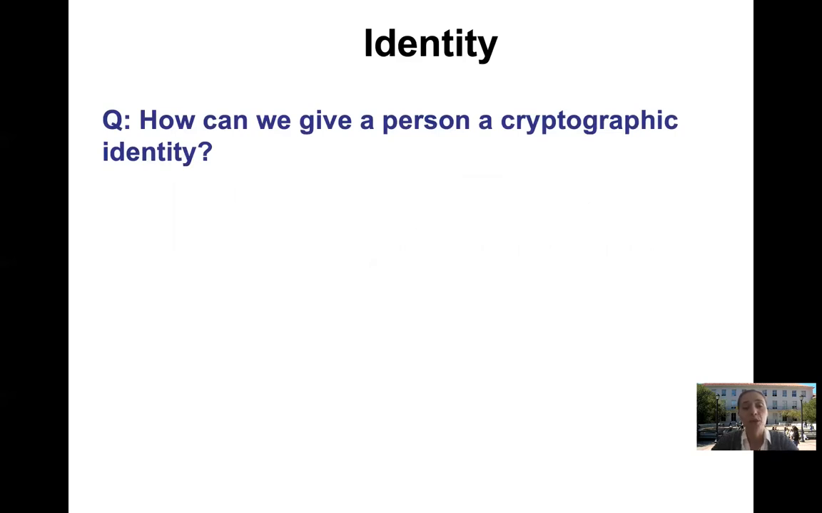Okay, so the very first question is, how can we give a person a cryptographic identity, right? We need some sort of identity notion. Banks have it, so we need it too. Any ideas how to do that?